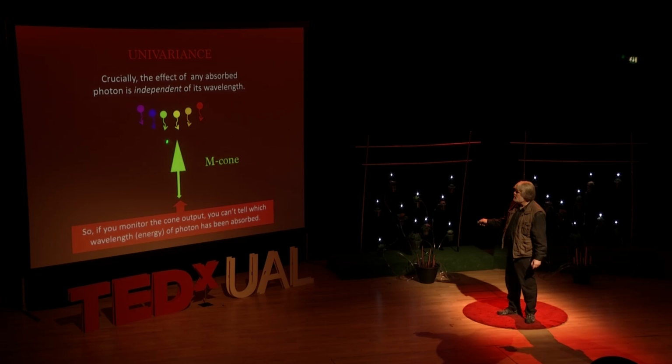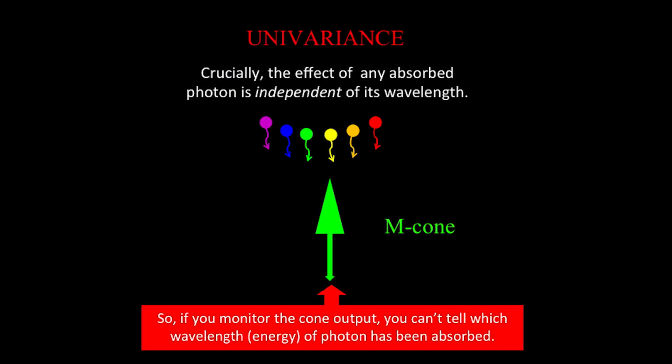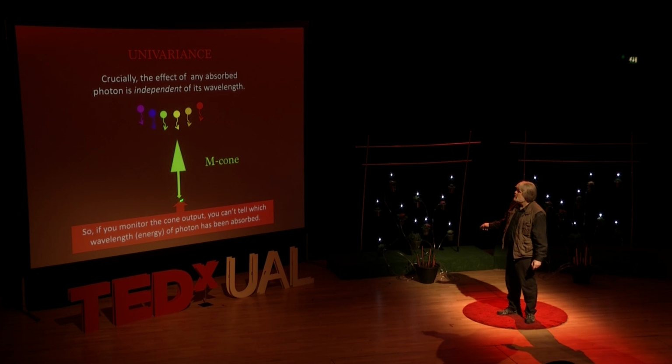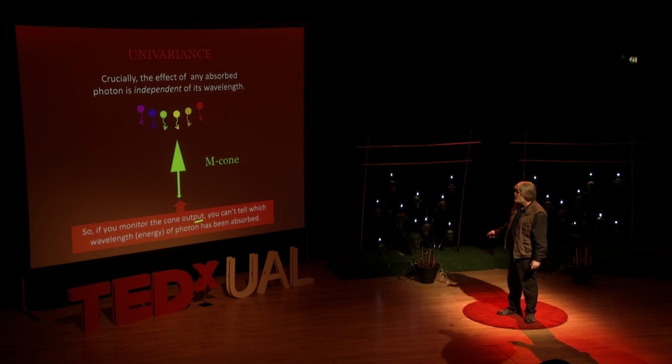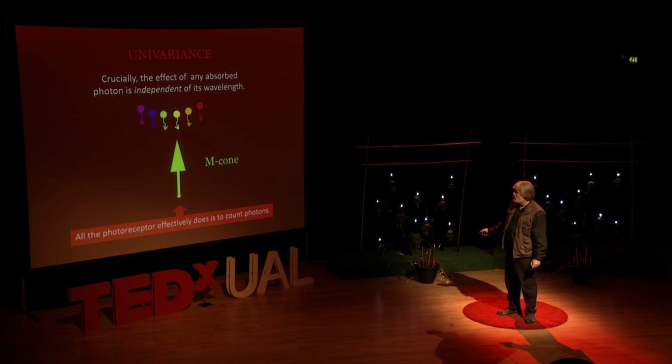I'm going to use M cones as an example. And here's an M cone. Here are some photons. And crucially, the effect of any absorbed photon, whatever its wavelength, is independent of its wavelength. So if you look at the output of the M cone, you can't tell which wavelength has been absorbed. So all the M cone photoreceptor does is effectively count the number of photons that have been absorbed.